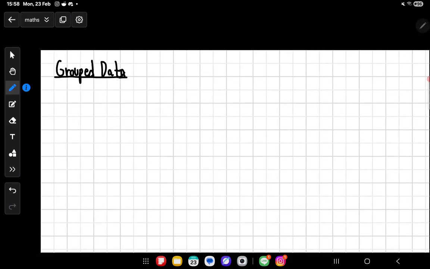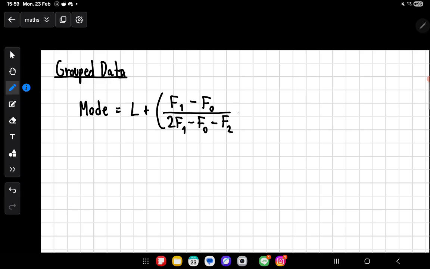So let me zoom in. Mode is the number that appears most in ungrouped data. But in group data, it's a lot more different. We will start with L like we did for median. But what are these? So I'm going to denote them once I finish writing the entire formula. And this is the entire formula.